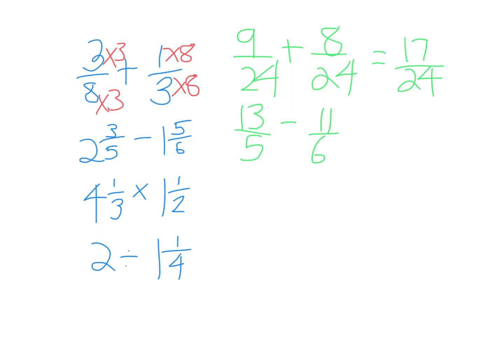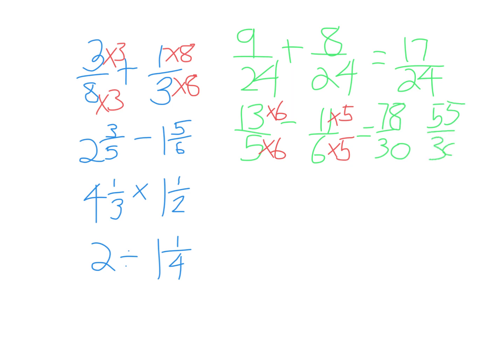So now I'm going to make these denominators equal. I'm going to times top and bottom here by 6 to make denominator 30. Remember, what you do to the top, you must do to the bottom. So I end up with 13 over 5 is the same as 78 over 30. 11 over 6 is the same as 55 over 30.